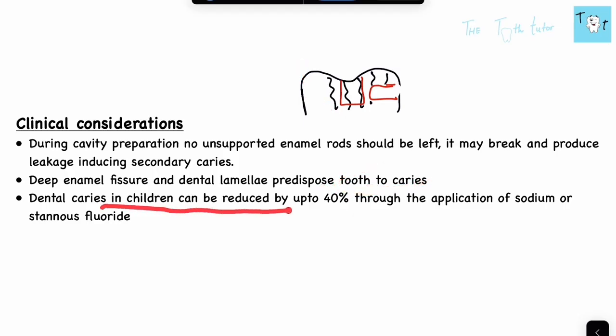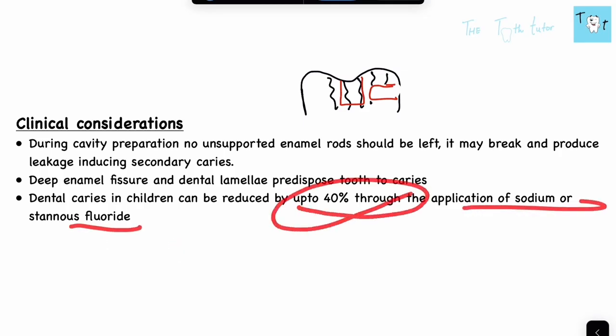Dental caries in children can be reduced up to 40% through the application of sodium or stannous fluoride. So we all know that fluoride reduces caries. Sodium or stannous fluoride can reduce caries up to 40%.